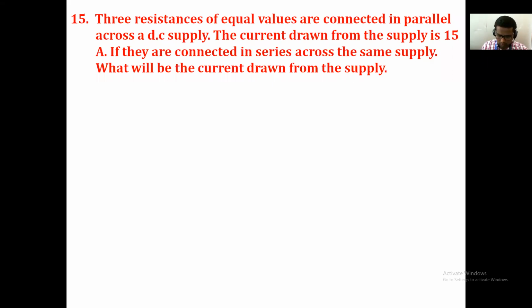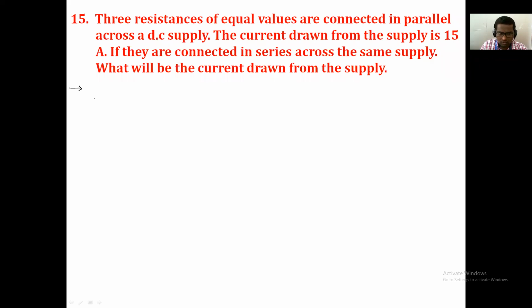So, this one is the numerical. If you try to read this numerical and understand its meaning, you see three resistances of equal value. Let me consider that three resistors, each having an equal value of R ohm, are connected in parallel across a DC supply. This is the first sentence.